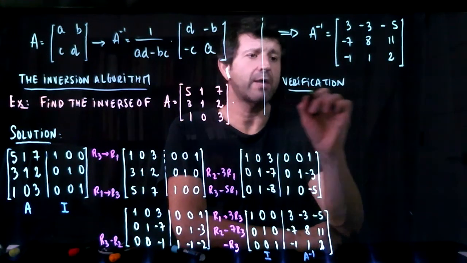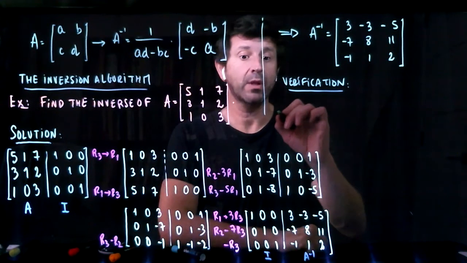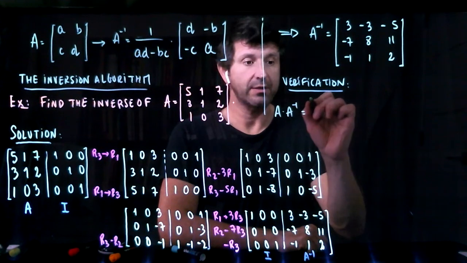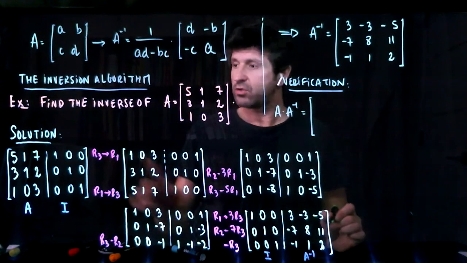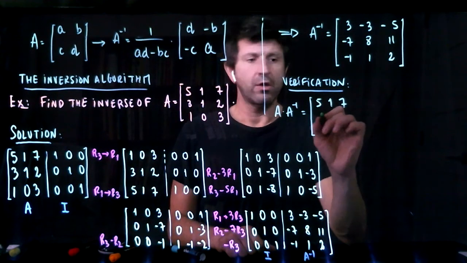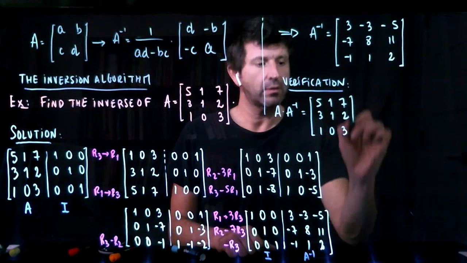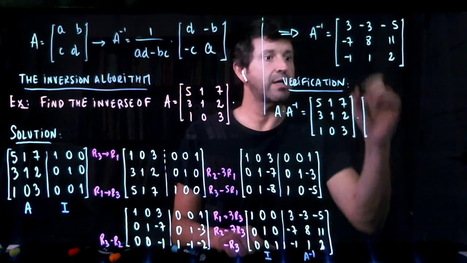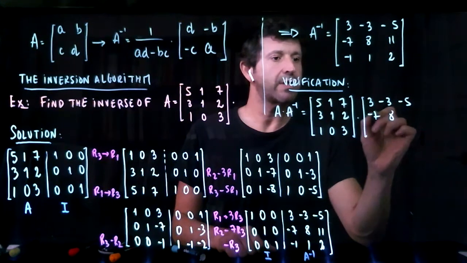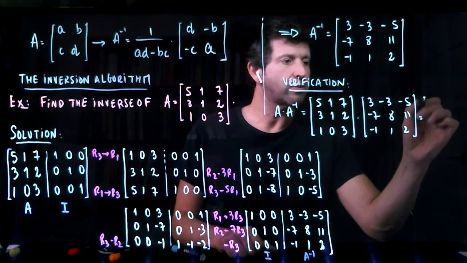If you have time, of course, on the test, you should verify that your answer is correct. So A times A inverse, or A inverse times A. In this case it doesn't matter. So A is 5, 1, 7, 3, 1, 2, 1, 0, 3 times what we found as A inverse, 3, -3, -5, -7, 8, 11, -1, 1, 2, and see what we get here.